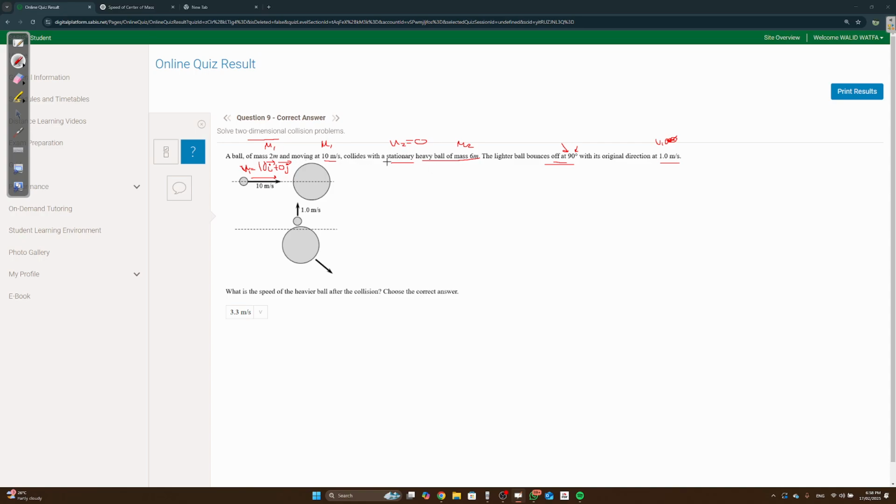The second ball, we know it's 0, that's fine. The lighter ball now bounces off at 90 degrees with its original direction at 1 meter per second. So isn't it vertical? So what's the velocity now? It's 0i plus 1j, right? Because it's going vertically up now, since it's 90 degrees. If they told you 50 degrees, you would have to calculate it. Anyways, it's v1. We need to find what is v2.